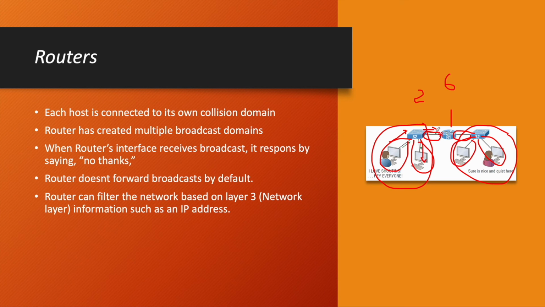A router can filter the network based on layer 3 information such as the IP address. Remember, in my previous slide I explained that a layer 2 network doesn't use the IP address to process frames, whereas it uses the MAC address, layer 2 information. Routers don't use the MAC address, layer 2 information; they use the IP address, as in layer 3 information, to process the communication. This is called routing or packet forwarding.